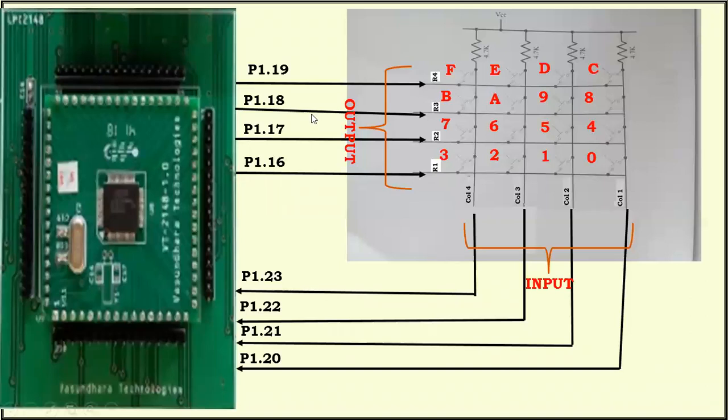Here we are going to configure P1.20, 21, 22, 23 as input, and 16, 17, 18, 19 as output. We are using port 1. Actually, we have port 0 and port 1, but according to this diagram, we are going to use port 1. Under port 1, P1.20 to 23 are for columns and P1.16 to 19 are for rows. Here we have 4 rows, R1, R2, R3, R4, and 4 columns, column 1, 2, 3, 4. It's a 4x4 matrix keyboard.